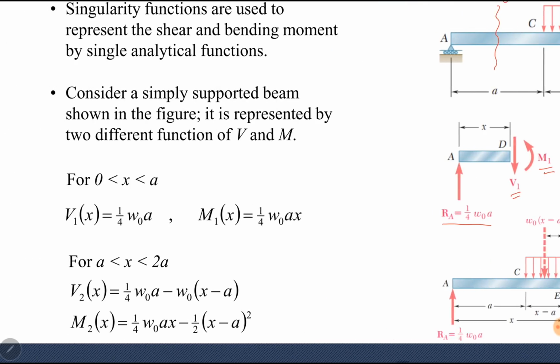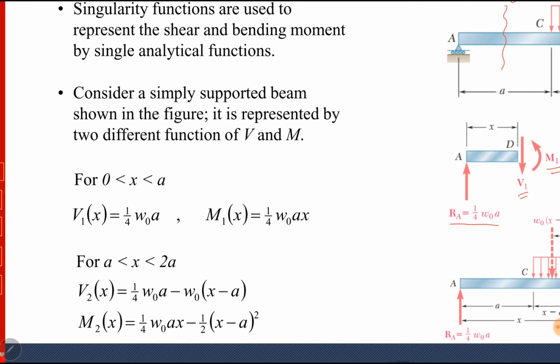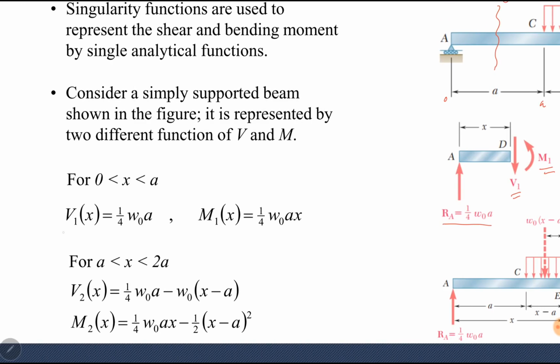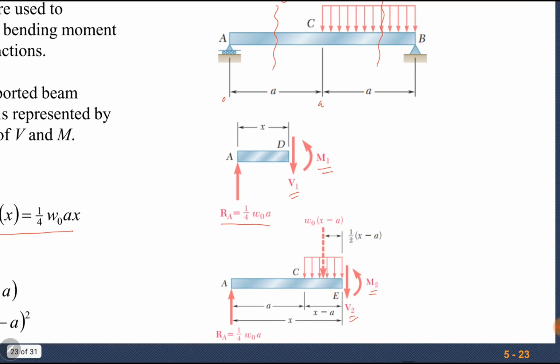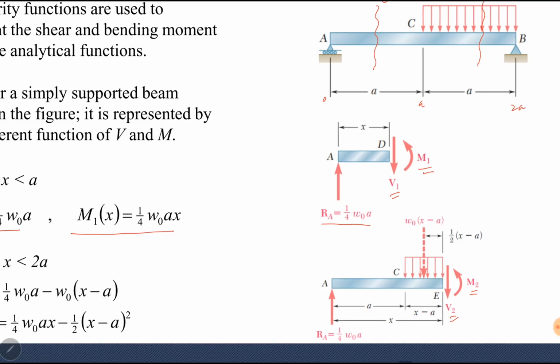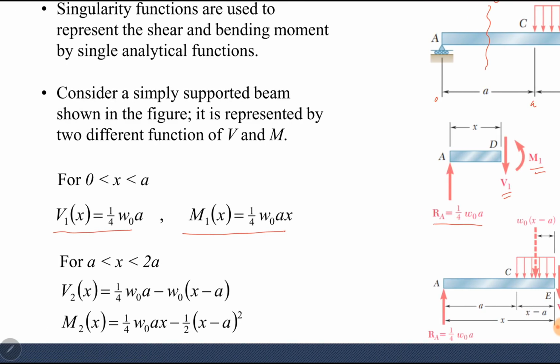We can write, for x between 0 and a, the expression for shear force and the expression for bending moment. You can do it by yourself. Similarly, between a and 2a, we always count distance from the left end. So between a and 2a, we have V2 and M2.